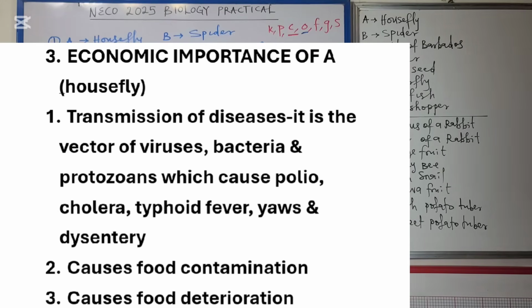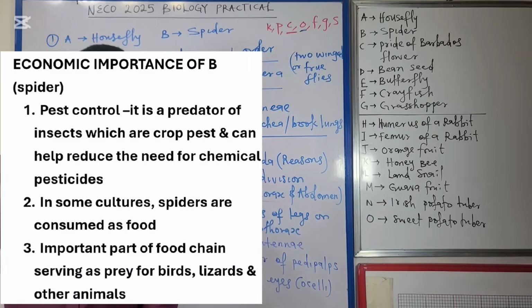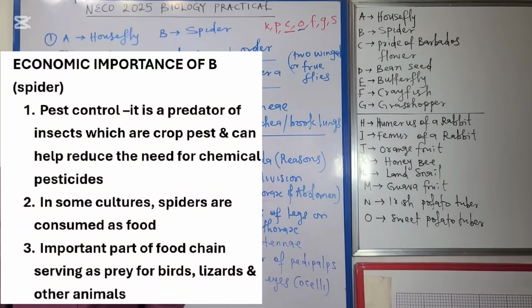Also, when you talk about specimen B, you can see on your screen what are the economic importance. Spider is a form of pest control. When you have spider around, they predate on insects. They are predators of insects, which are crop pests, and can help reduce the need for chemical pesticides. Insects are pests to the crop. Now, spider feeds on these insects, so that way the spider becomes a pest control.